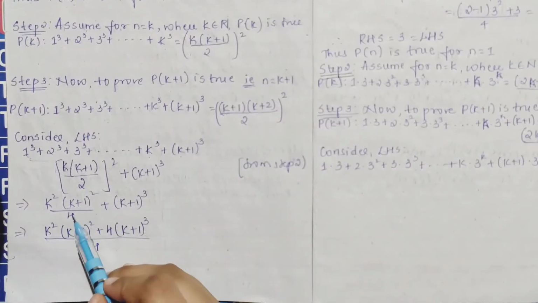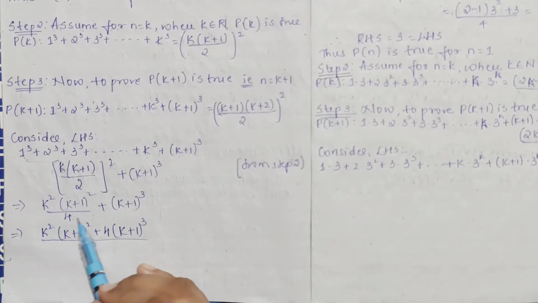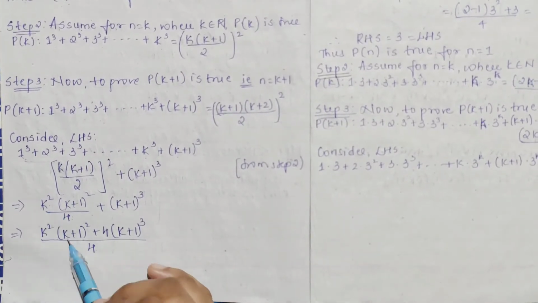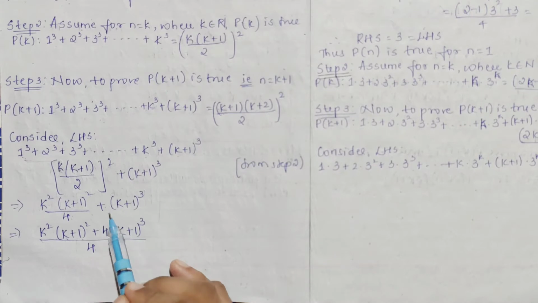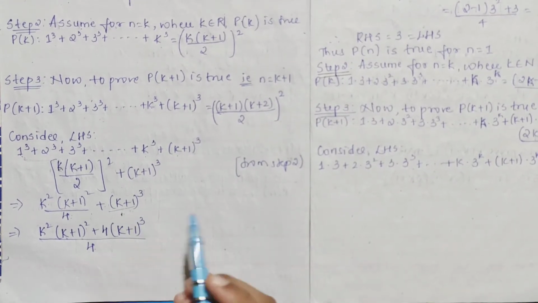Next, what? I have taken the LCM. Your LCM will be 4. So here the 4 is already there, so you need to multiply only by 1: k square, (k plus 1) square. Here you need to multiply by 4, because here it will be 1, right? So 4 into (k plus 1) whole cube.